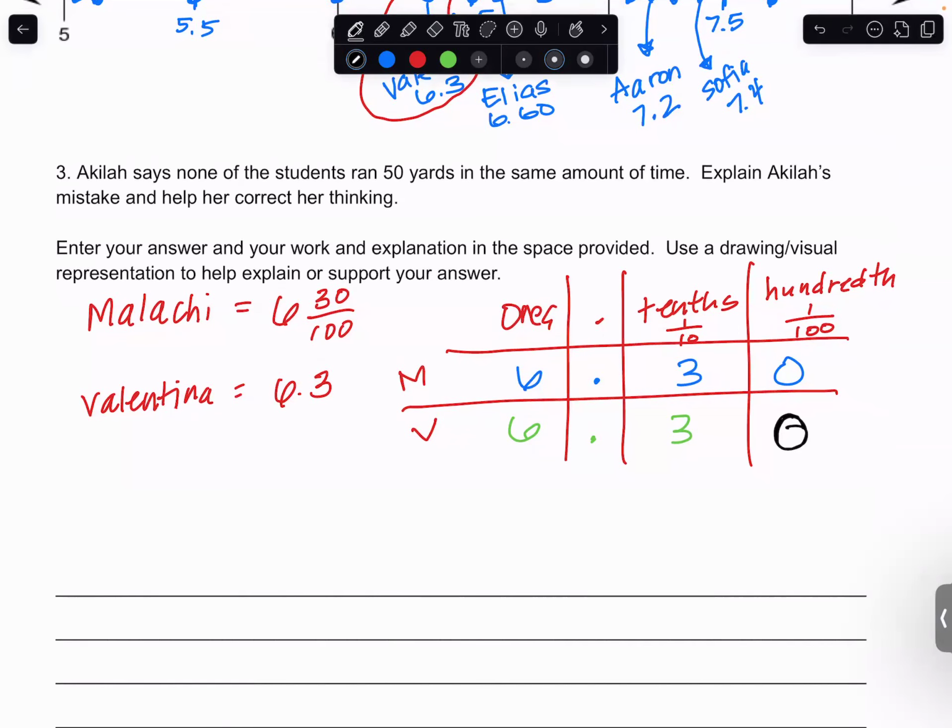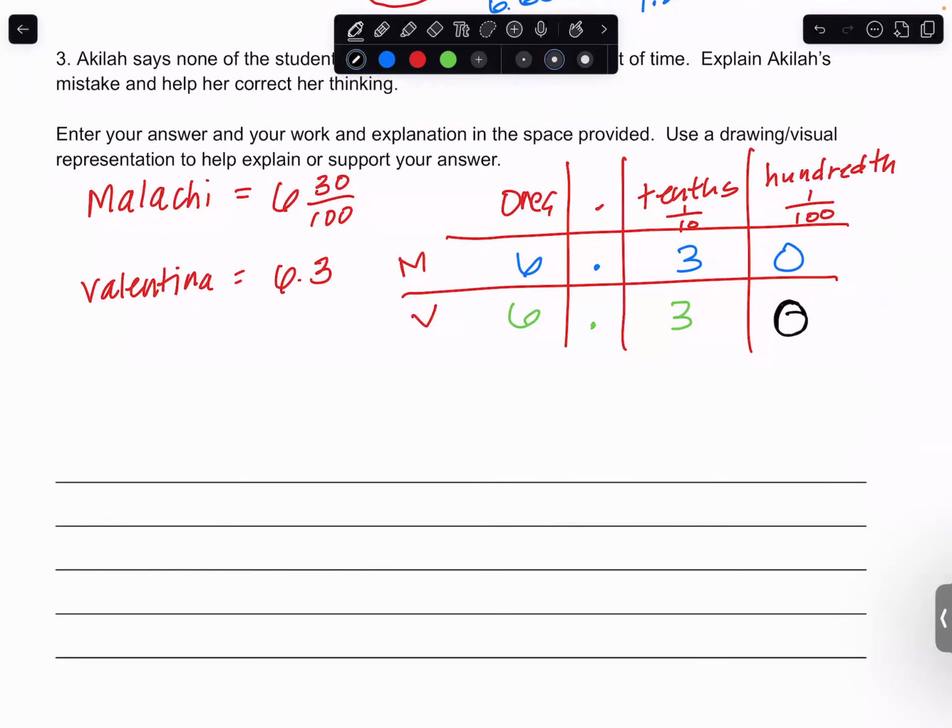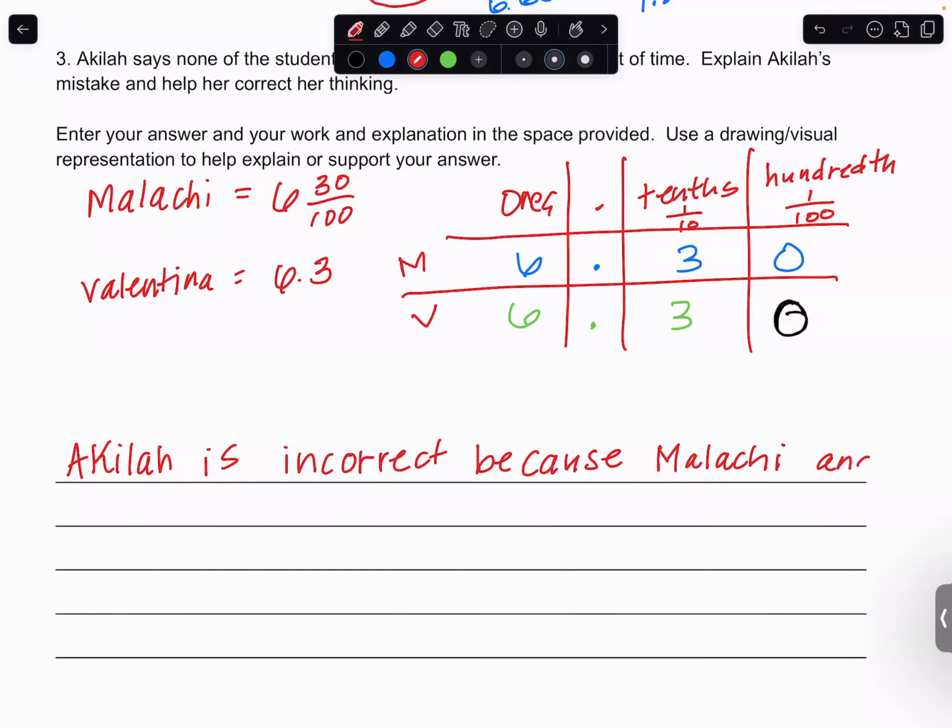Let's write that she's incorrect. Akila is incorrect because Malachi and Valentina ran 50 yards in the same time. Same time. Alrighty.